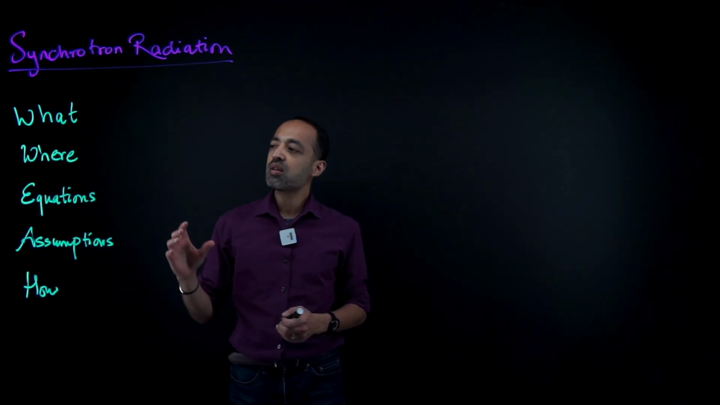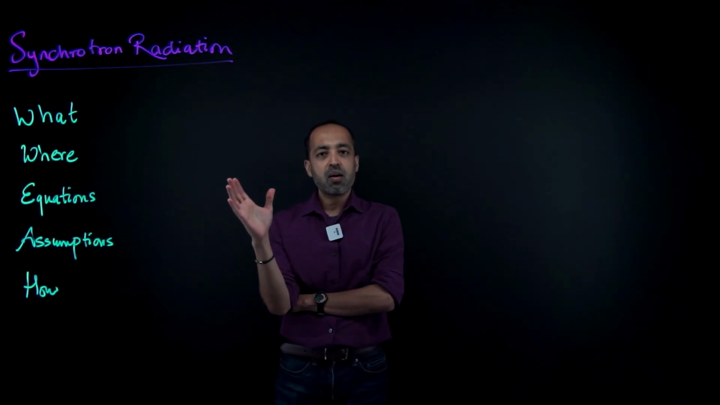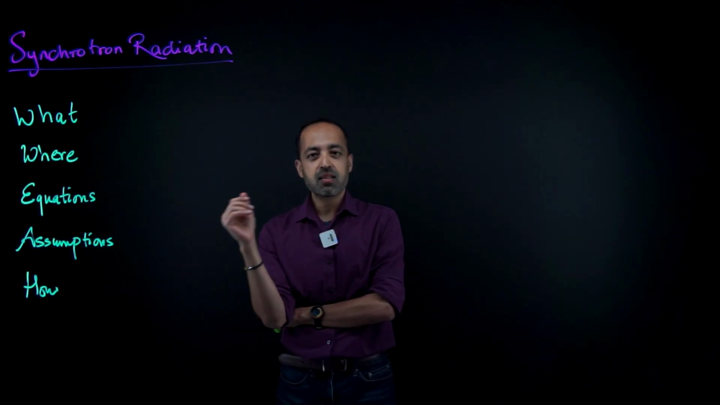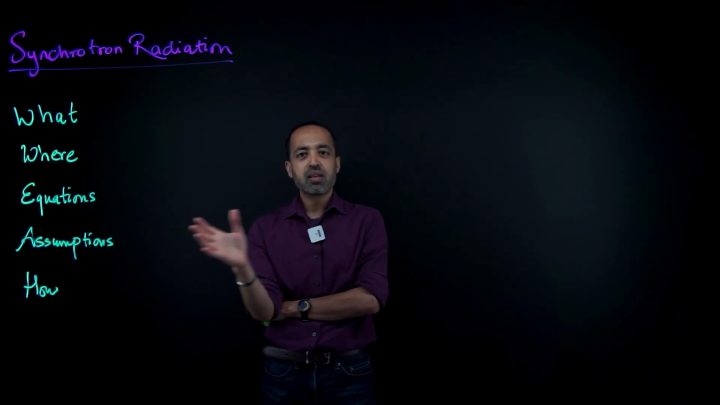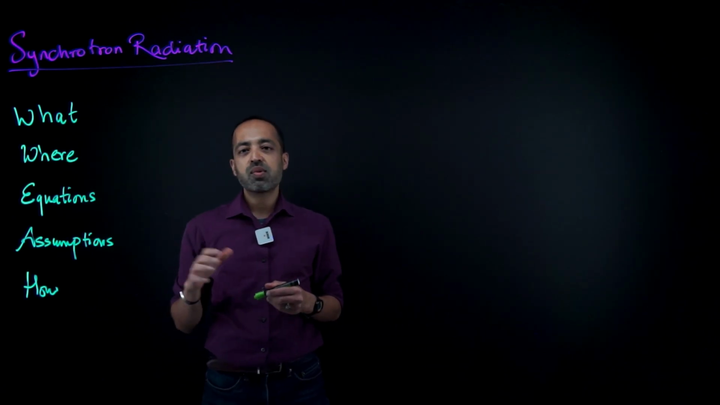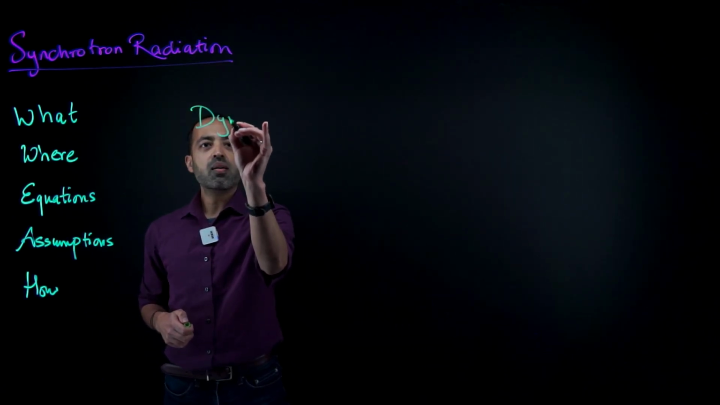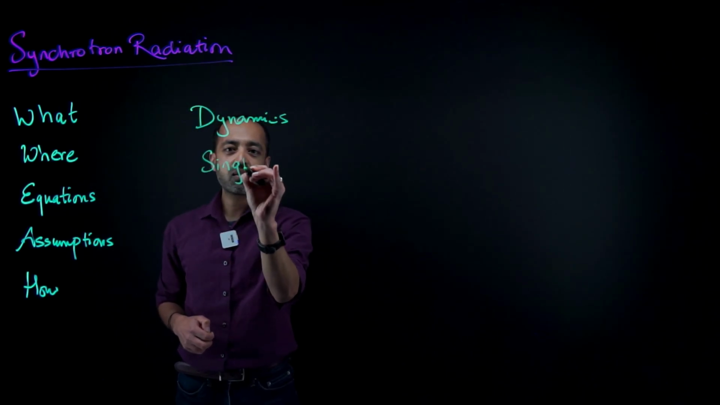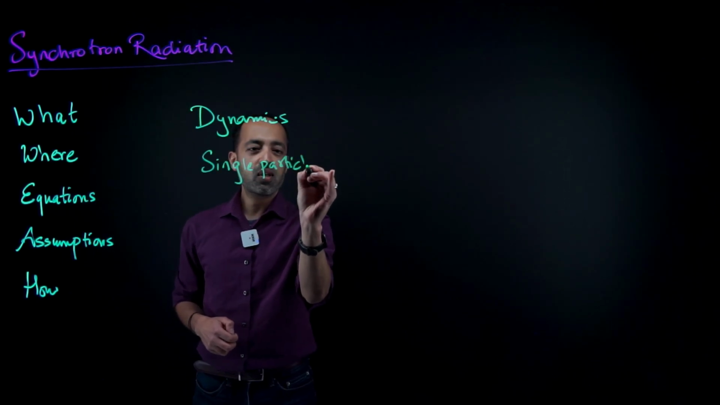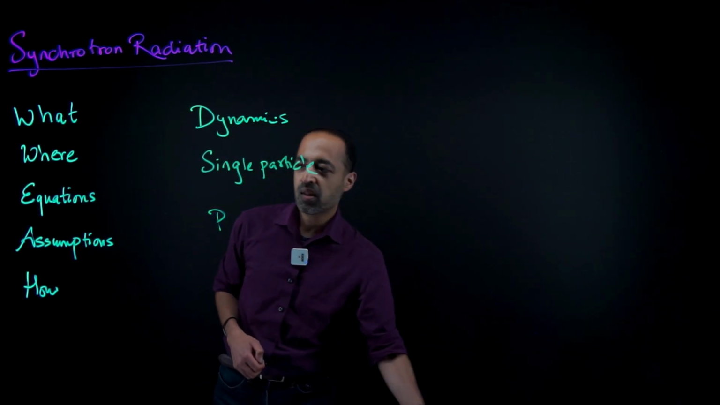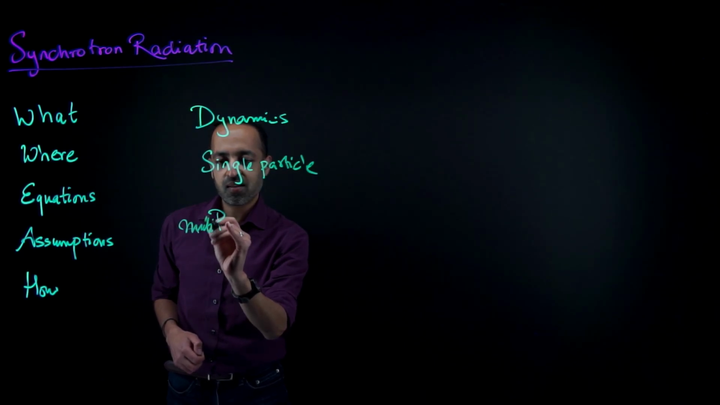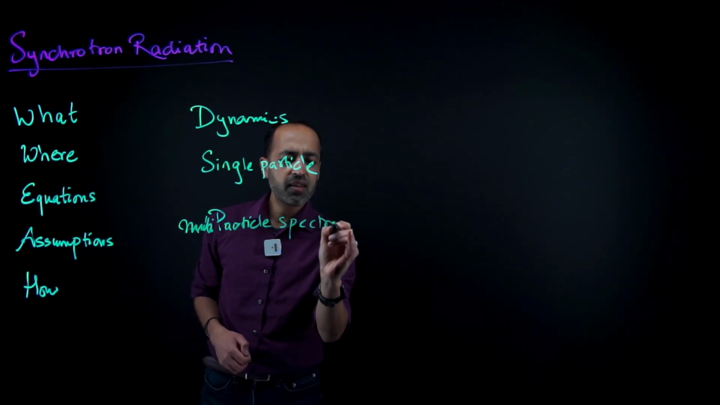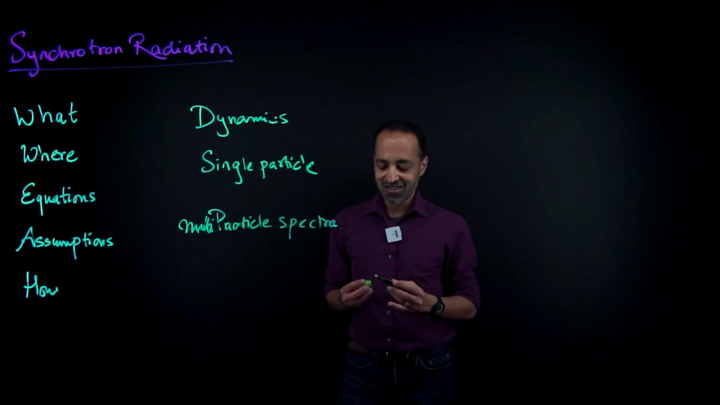So for synchrotron radiation, we're going to follow a path that is similar for other kinds of radiation processes. If you've, for instance, seen discussions of thermal Bremsstrahlung, we follow a similar trajectory, where what we're going to do is we're going to talk about the dynamics. Then we're going to talk about the single particle spectra. And then we're going to talk about multi-particle spectra. And this will be clear what I mean by this in just a second.